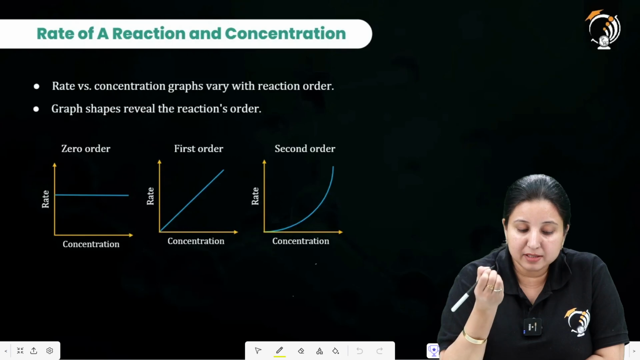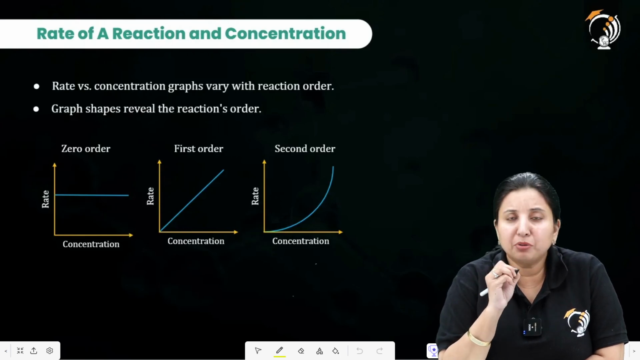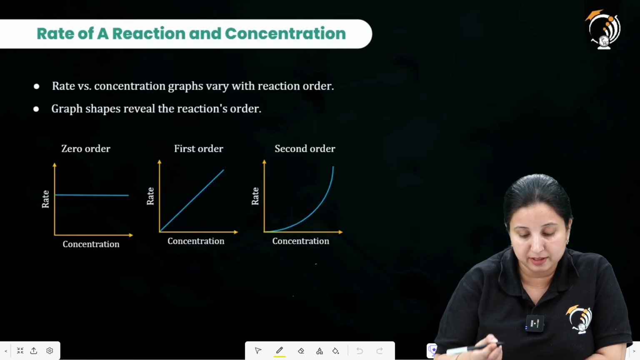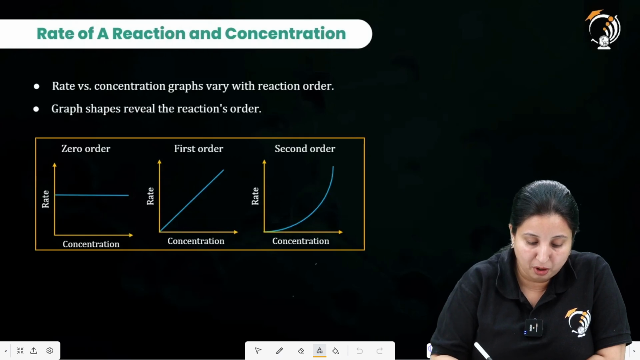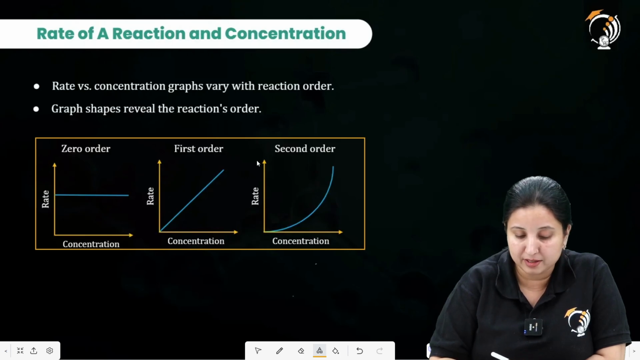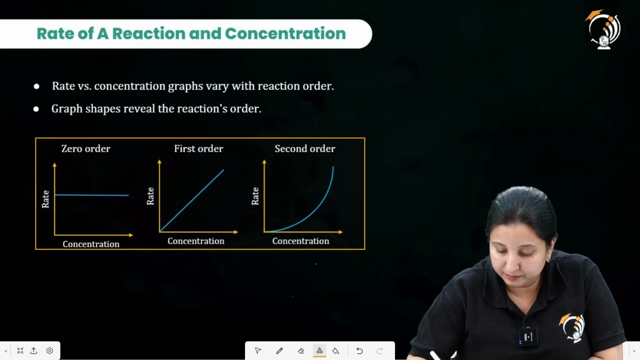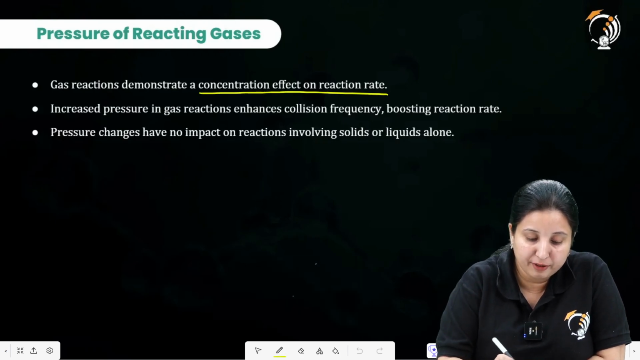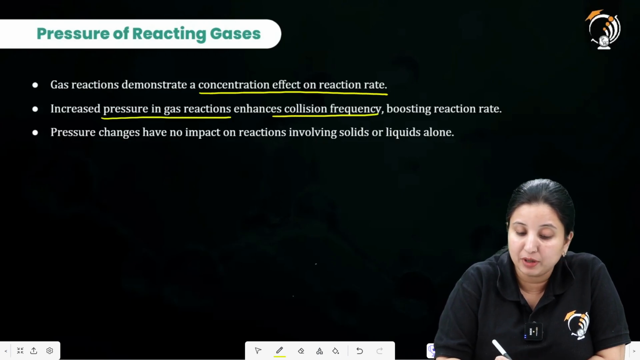If we look at rate versus concentration graphs, it varies with the reaction order. So over here we do not get any question and we do not have much more detail. For the zero order, first order and second order, we get such types of graphs. For the zero order, it is a straight constant line. For the first order, it is increasing, and in the case of the second order, it is a curve. So gas reaction demonstrates a concentration effect on reaction rate. Increased pressure in a gas reaction enhances the collision frequency.